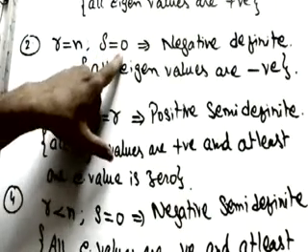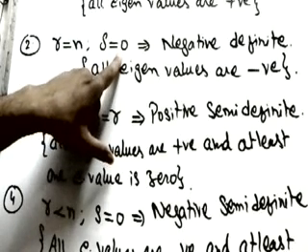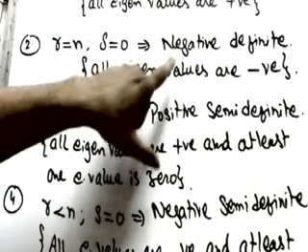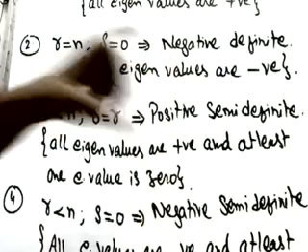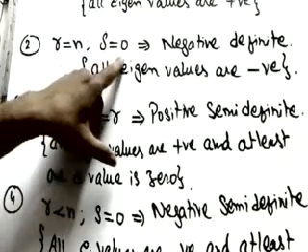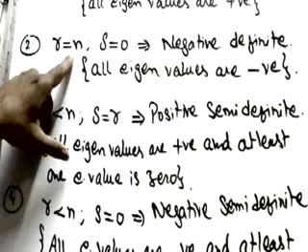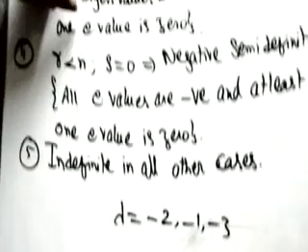You see here, s equals 0 means the number of positive terms is 0. s equals 0 means the index is 0. That is, no positive terms are there; all the terms are negative. Therefore, this is called negative definite. Its condition is r equals n and s equals 0. The rank and the number of variables are the same.